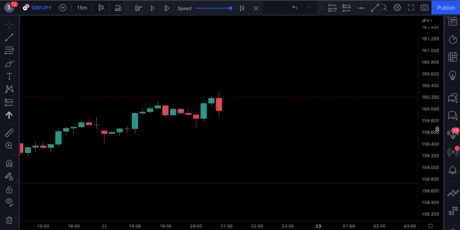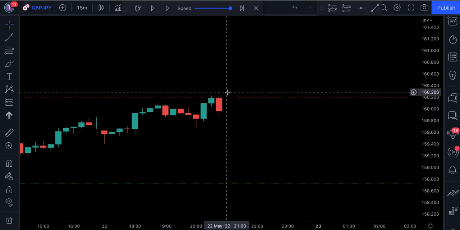The price action must respect this level of support and bounce off of it. Okay, now let's understand the rules for entering a short position. First, the price action must touch this horizontal red line, which is our level of resistance.